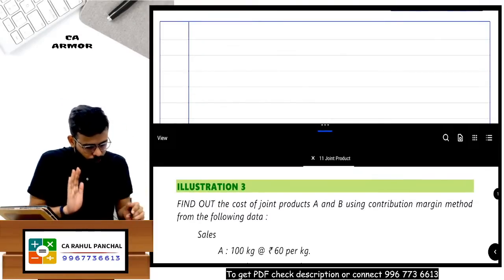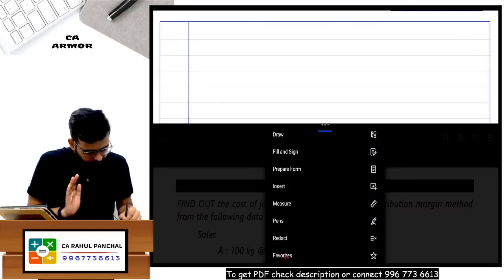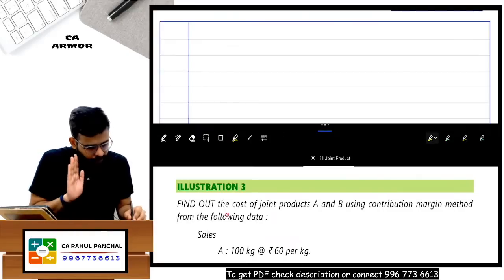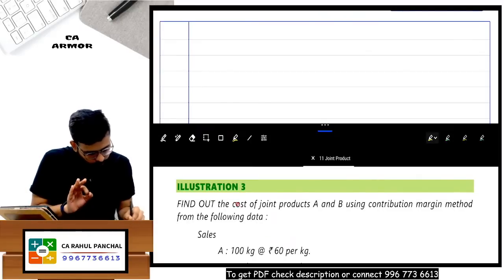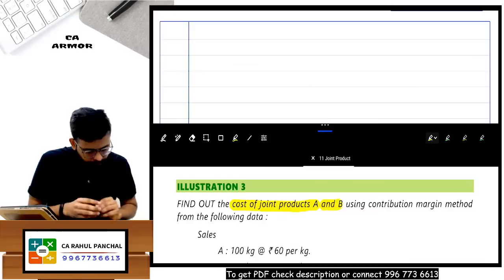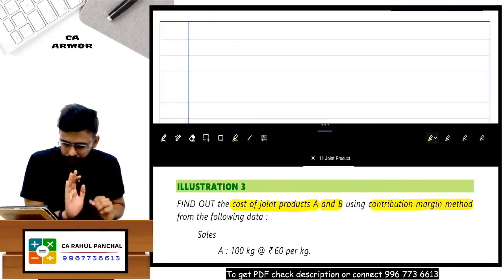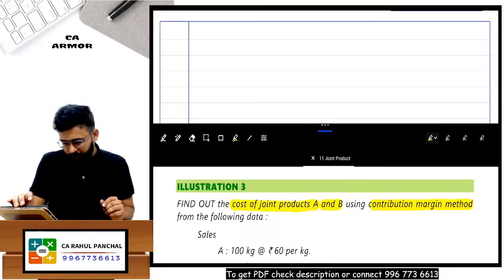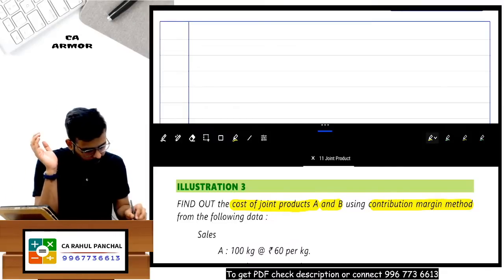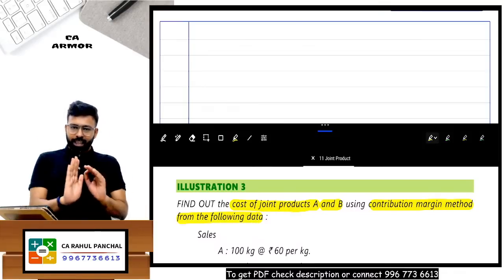Joint product by product. What is written is this: find out the cost of joint products A and B. You have to calculate the cost of A and B using which method? Contribution margin method. It is mentioned that you have to calculate this cost by contribution margin method. From the following data, let us try to understand.